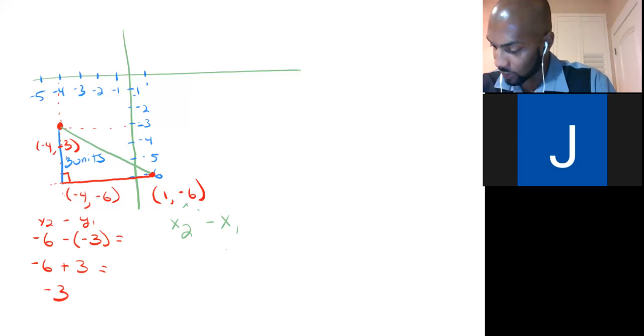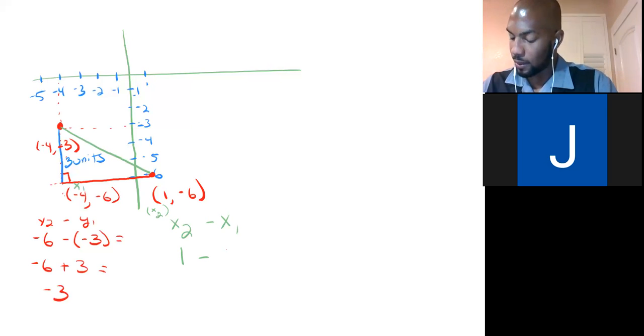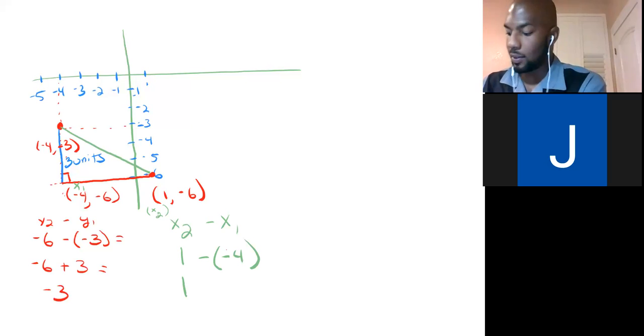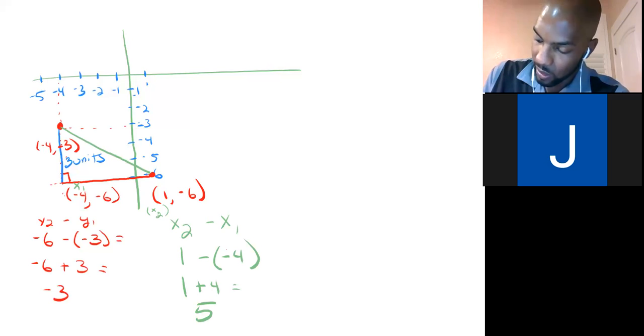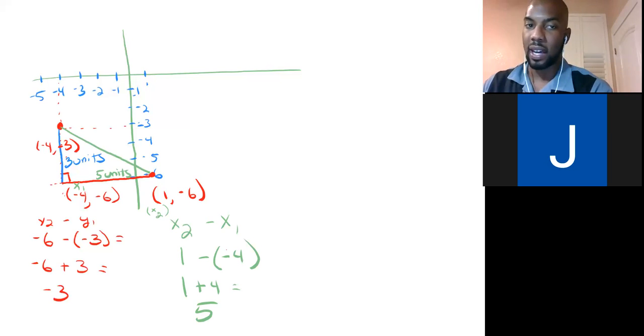x2 we'll call this -6 right here. No, sorry, not the -6, that's a y value. The 1, which would be our x2. So I write 1 here, minus our x1 value, which we call the -4. That's where we started. So again, it's minus a negative number. So we have 1 minus -4, a negative minus a negative, so that's a positive. 1 plus 4 is 5 units.